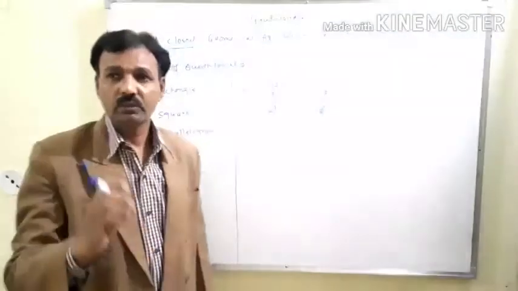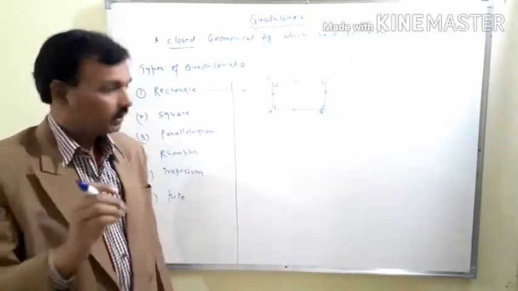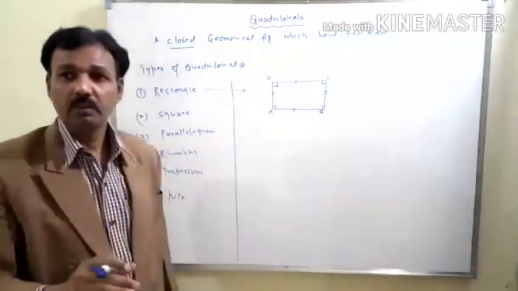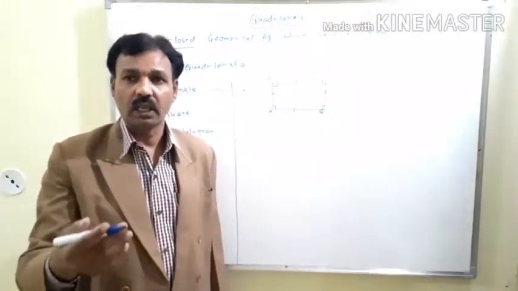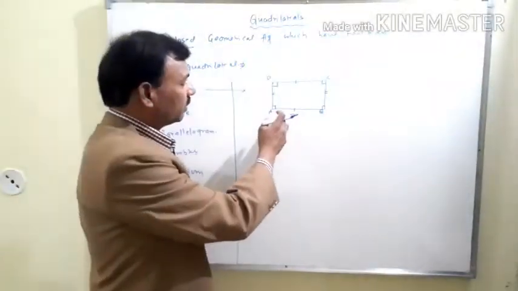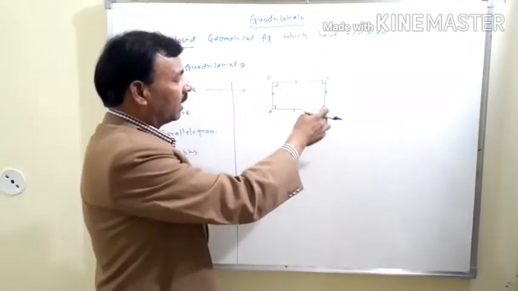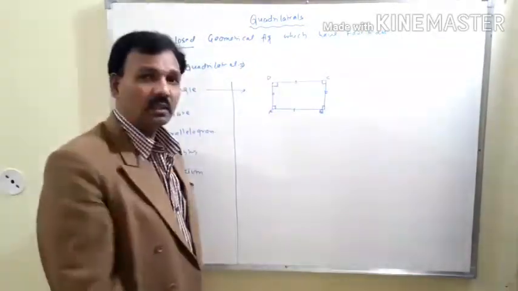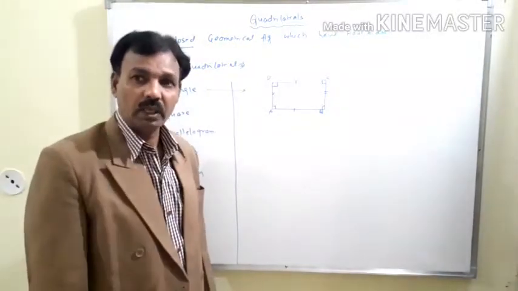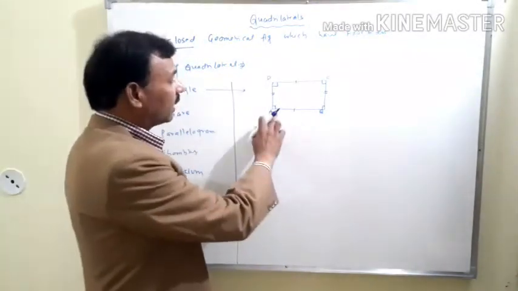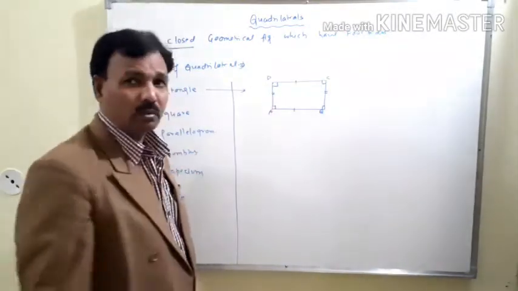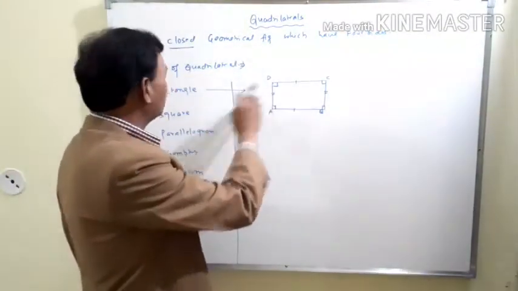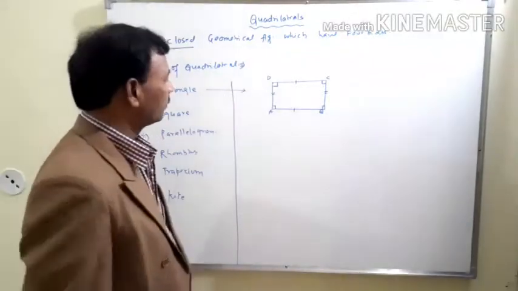Which quadrilateral will be a rectangle? A quadrilateral in which pairs of opposite sides are parallel, that means AB parallel to DC and AD parallel to BC. Pairs of opposite sides are parallel and also equal, and each angle is equal to 90 degrees. This type of quadrilateral is known as a rectangle.